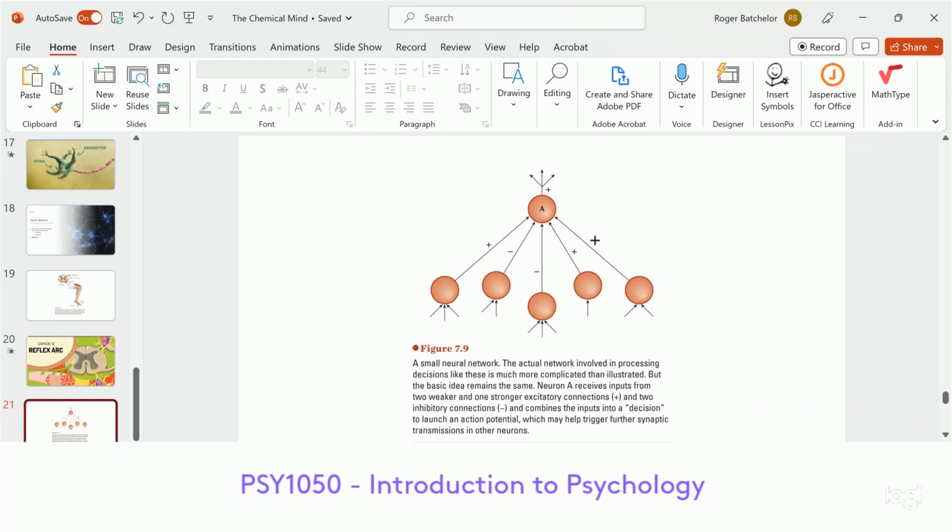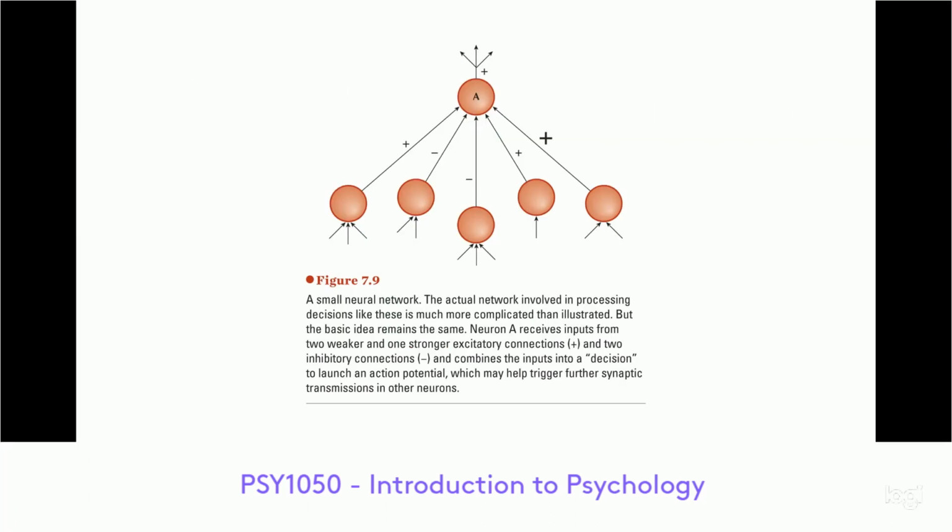All right, everyone, so I think we understand about the reflex arc now. And we're going to go back to the neural networks. Here we're showing a small neural network. And of course it's much more complicated than this, right? But the idea here is that the A neuron at the top is receiving input from two weaker neurons, right? And it combines these and then two other ones, and it's combining this information into a decision whether or not to launch the action potential, which we've already talked about, right?